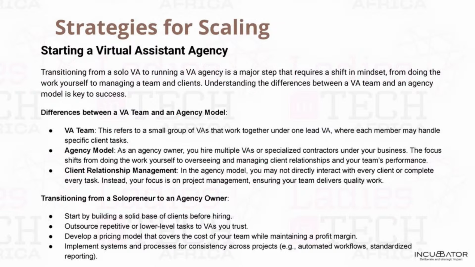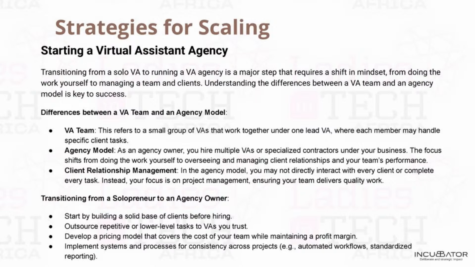However, the difference between that and an agency model is that for your VA team, you have a small group of VAs that work together under one lead VA. You are the lead VA, right? And then other members handle different tasks. You have one lead VA, which is you in this case, and then you have other people working with you to manage different things. You can give them, oh, you manage this one, manage that person. This is not very difficult. But you are also there as a VA as well. You also have your own things that you're doing as a virtual assistant. You are hands-on, you are also working as a virtual assistant.